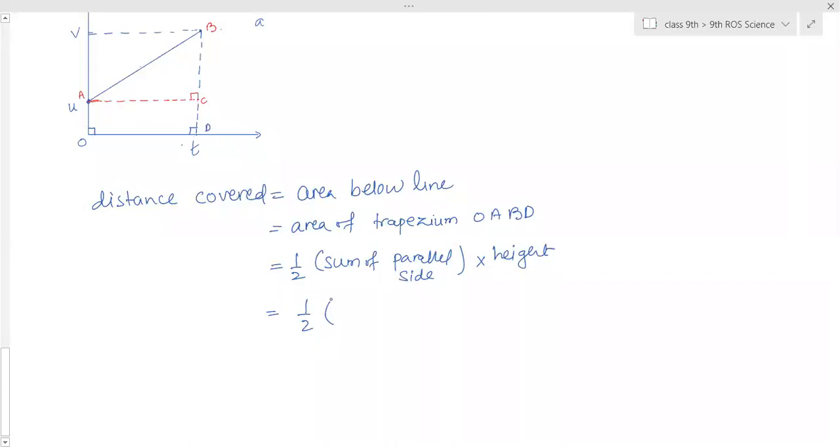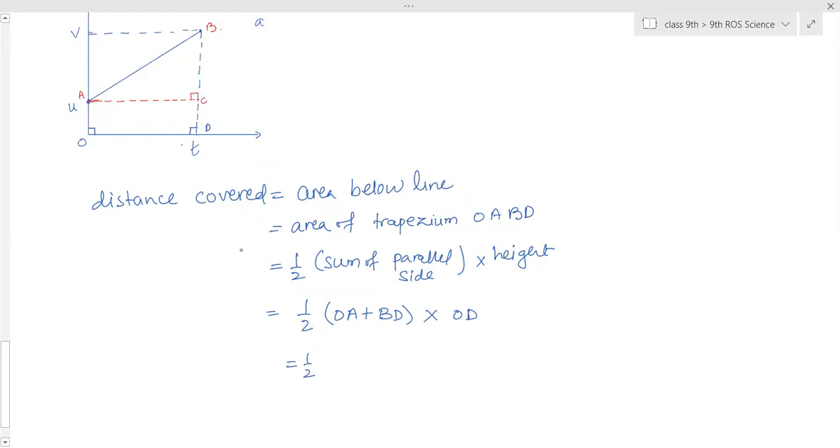So OA is one parallel side, so the length OA is needed. And the second one, BD, is another parallel side, so BD's length is needed. And the perpendicular distance between two parallel lines, that is OD. So the height is OD.